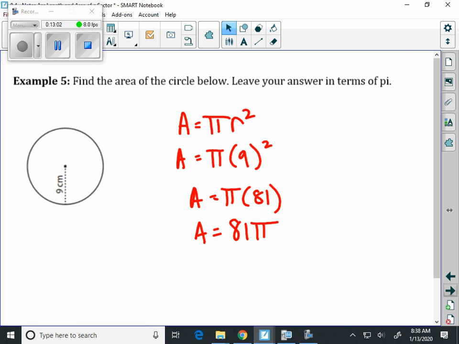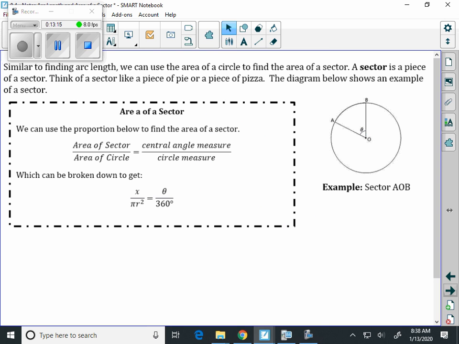By the way, again, units for area is square units, so this would be centimeters squared. Especially important in science, if not in math. And once we know how to find the area, finding the area of a part of a circle, which is called a sector.